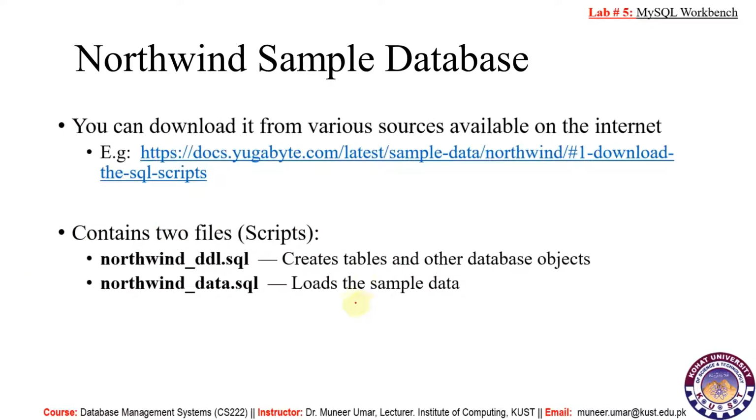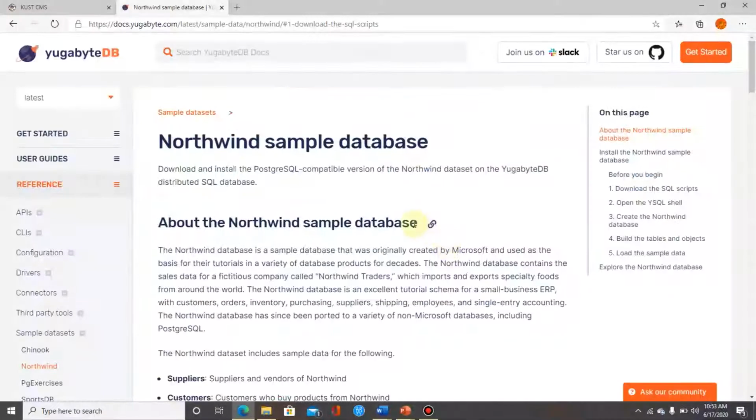You can download this database from various sources. Just Google it and you will find lots of links available for this database. I have given a sample link for you. You can use this link to download the database. Here we have a web page for downloading the Northwind sample database. You can also download it from any other website.